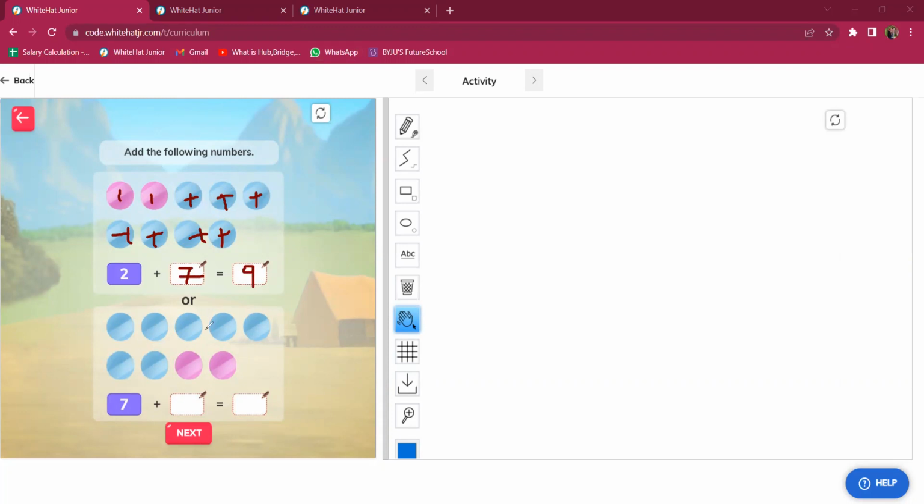Similarly, over here we have 7 blue. 1, 2, 3, 4, 5, 6, 7. So 7 and 2 pink. So we're going to write 2. So 7 and 2 will be 8 and 9, right? So this will be 9. Okay. So first we have to count those balloons and write our answer. Then let's see the next question.